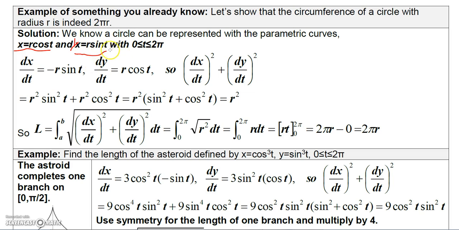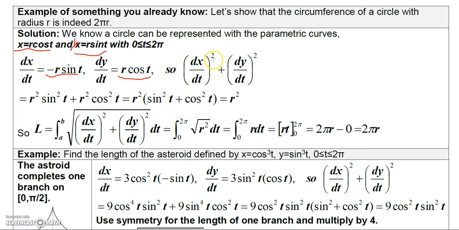Okay, so now if you let t go from 0 to 2 pi, then these parametric equations will draw the circle one time. So now, to use the formula, I need the derivative of x with respect to t. If I take the derivative of r cosine t with respect to t, I get minus r sine t. And then if I take the derivative of y equals r sine t with respect to t, I get the derivative of y is r cosine t.